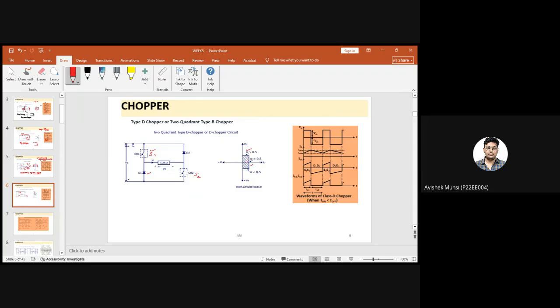When both channel 1 and channel 2 are triggered, the output voltage is V0 equal to V. As you see, this path is completed and the output current I0 flows through the load.